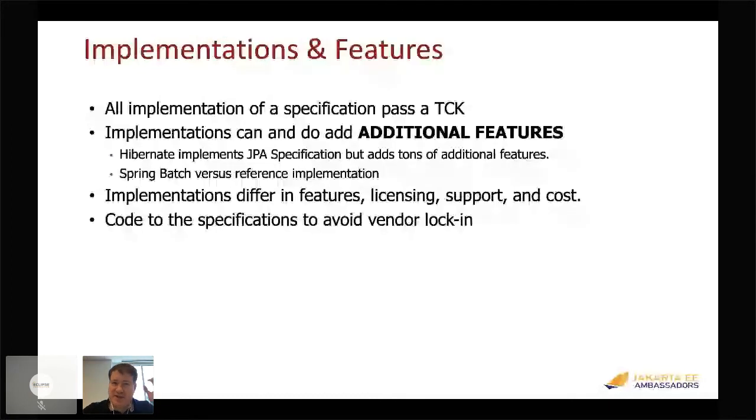All implementations of the specifications must pass the TCK. And as I mentioned, implementations can and do have additional features. So for example, Hibernate implements the JPA specification, but adds tons of additional features for things like talking to graph databases. Spring Batch implements the batching standard and then adds a bunch of additional features on top of it, giving you a compelling reason for using that. Implementations differ in the features that they offer, licensing, support, and cost.